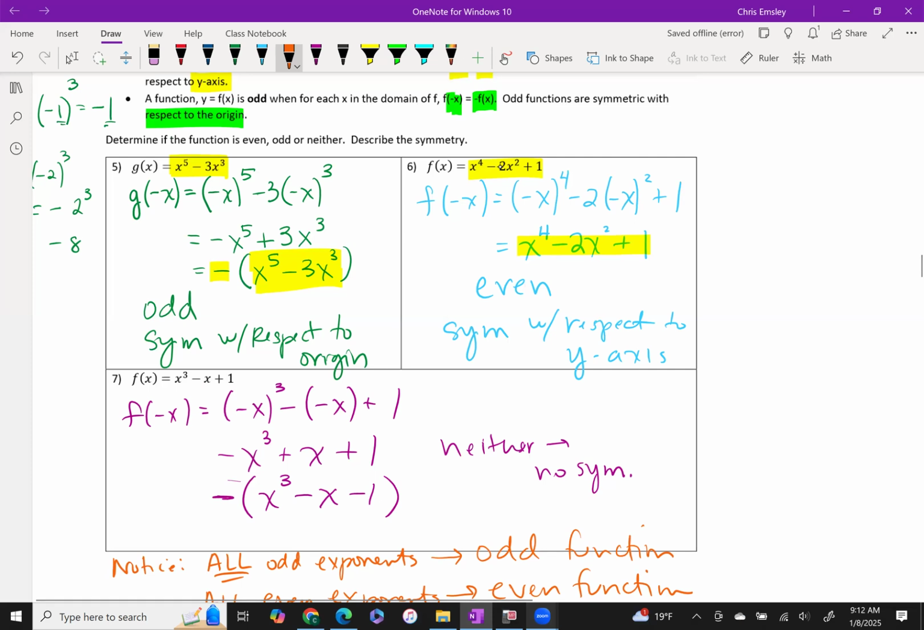For number 5, we had an exponent of 5 and 3. Those are both odd, so that was an odd function. Number 6, we had a 4, a 2, and a constant, which counts as even, so that was our even function.